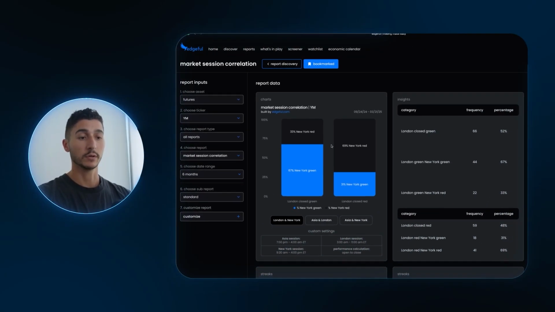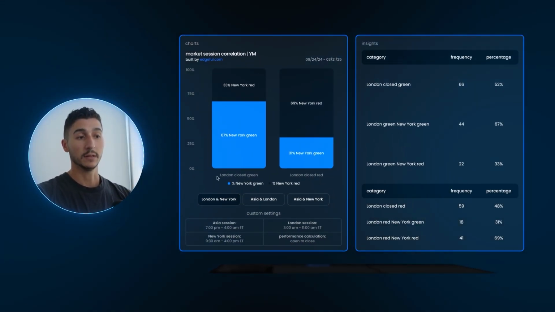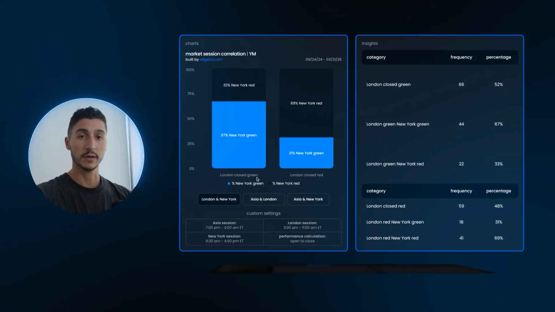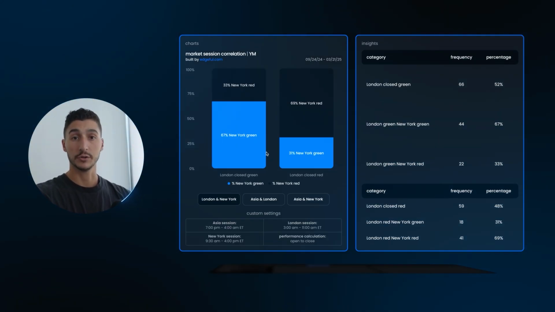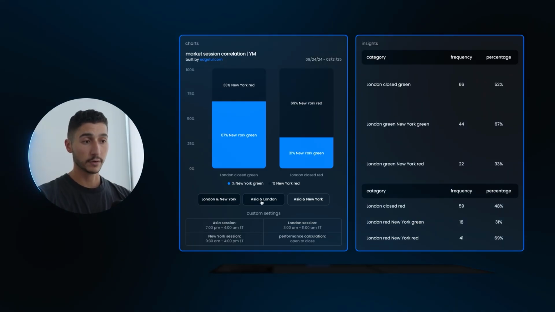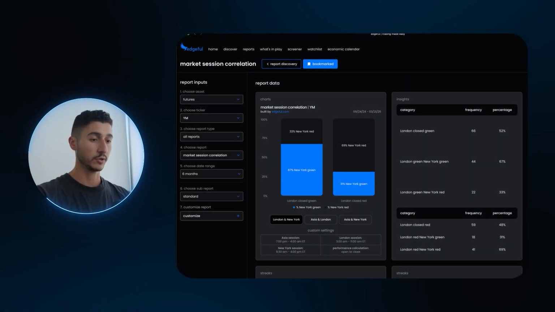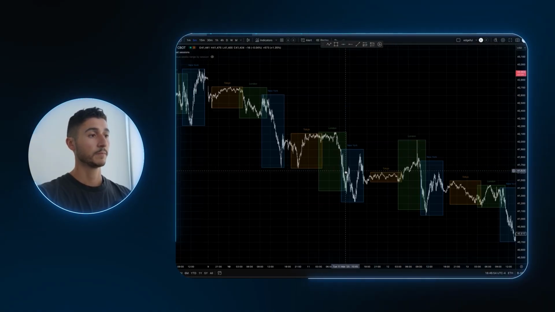And what this report looks at is how often, if the London session closes green, does the New York session also close green? So you can actually compare London and New York, Asia and London, and then Asia and New York. So let me show you exactly what this means.